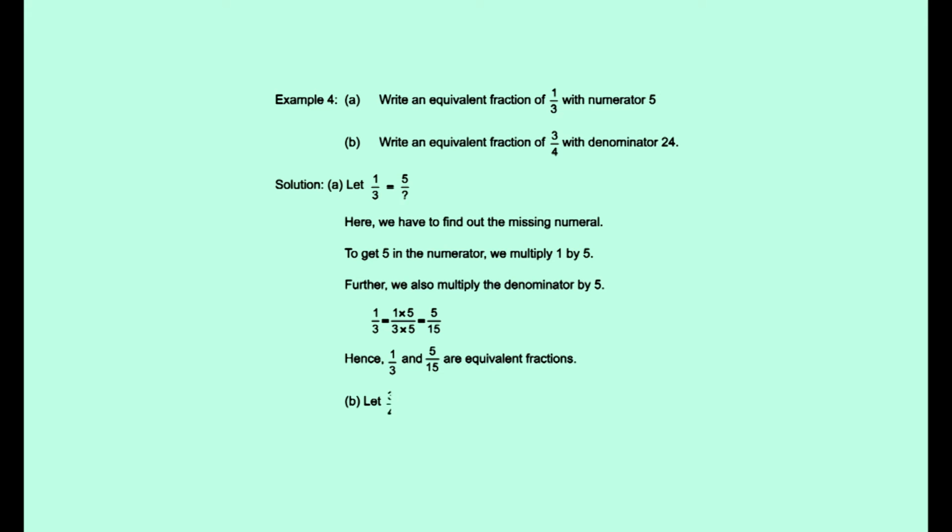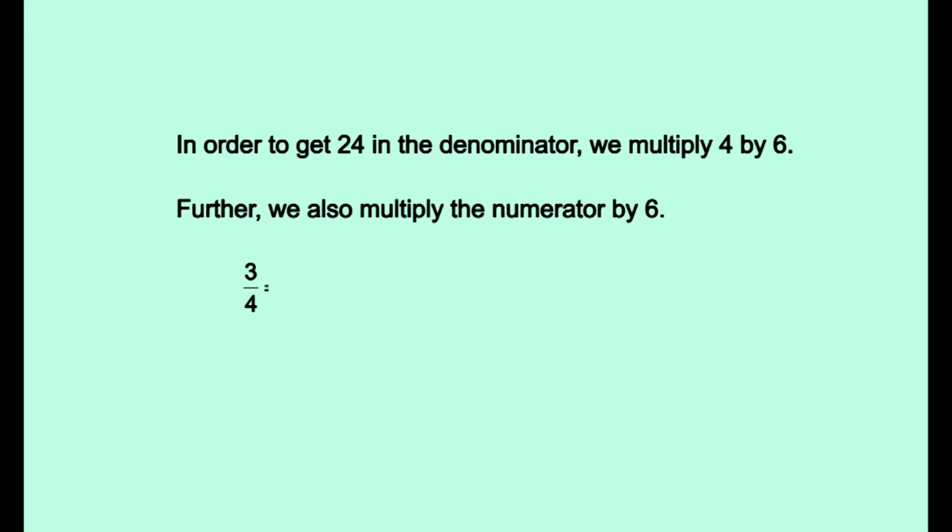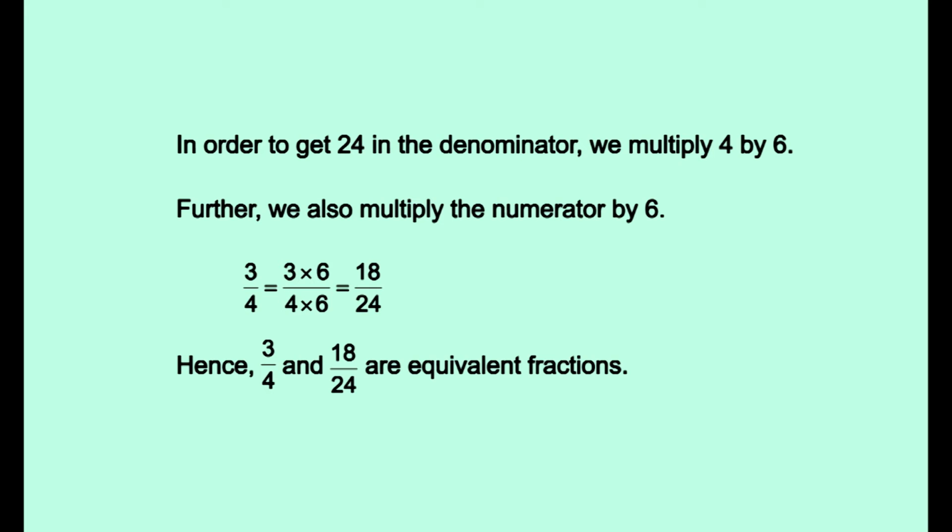Let 3 by 4 is equal to blank by 24. Here we have to find out the missing numeral. In order to get 24 in the denominator, we multiply 4 by 6. Further, we also multiply the numerator by 6. 3 by 4 is equal to 3 into 6 by 4 into 6 is equal to 18 by 24. Hence, 3 by 4 and 18 by 24 are equivalent fractions.